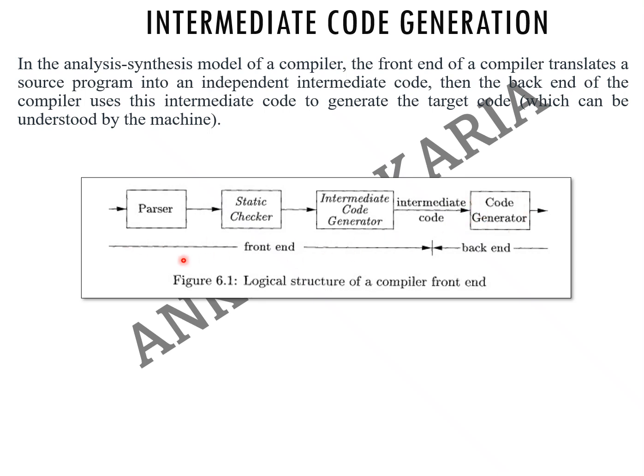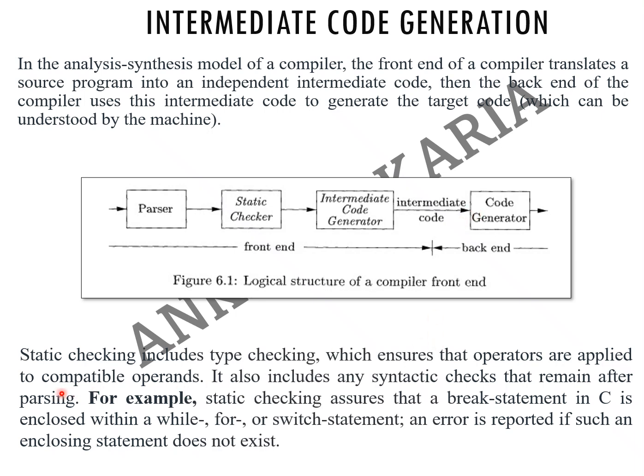So if you observe, in the logical structure of the compiler, my front end comprises of my parser, my static checker, that is my semantic analyzer, and then my intermediate code generator, whose task is to generate intermediate code. When I talk about static checking, it includes type checking. That means it is responsible for ensuring that the operators which are applied in any expression are compatible to the operands. The static checking is also responsible to check any syntactic error if there.